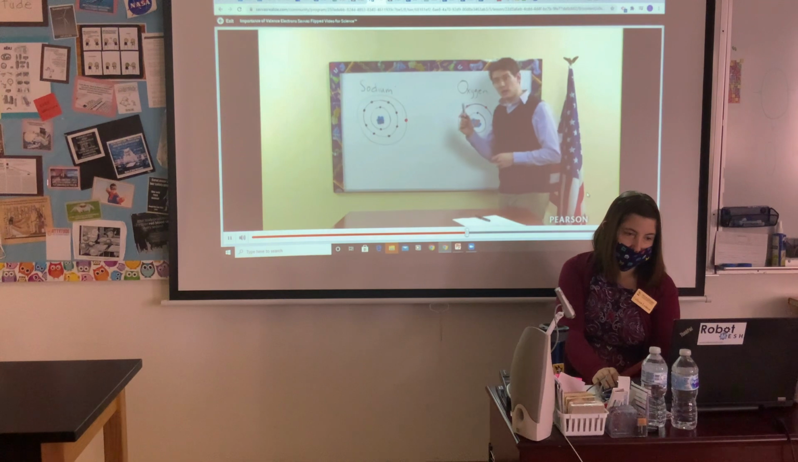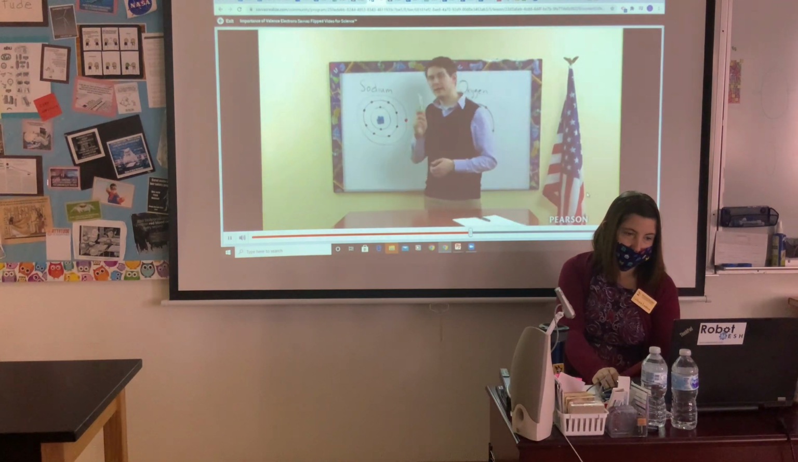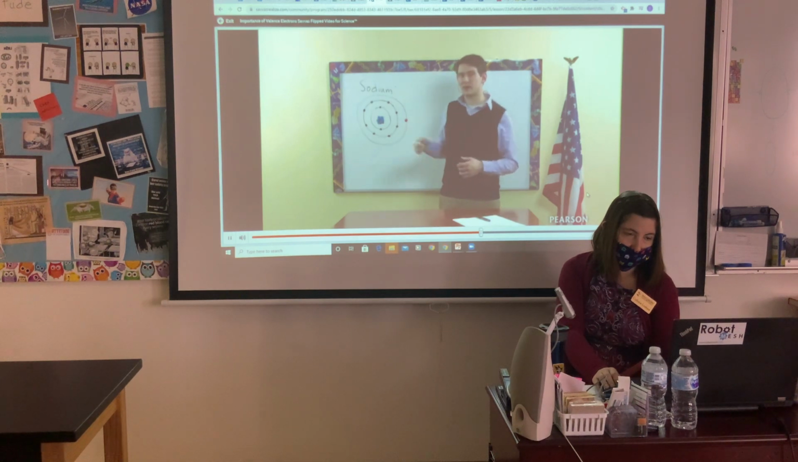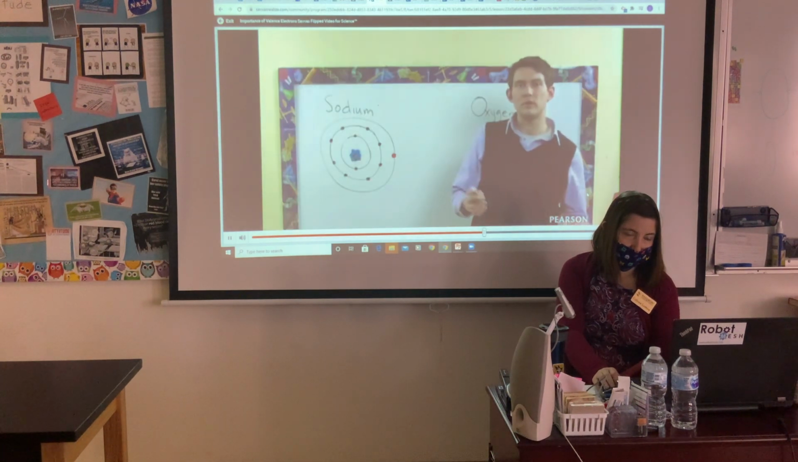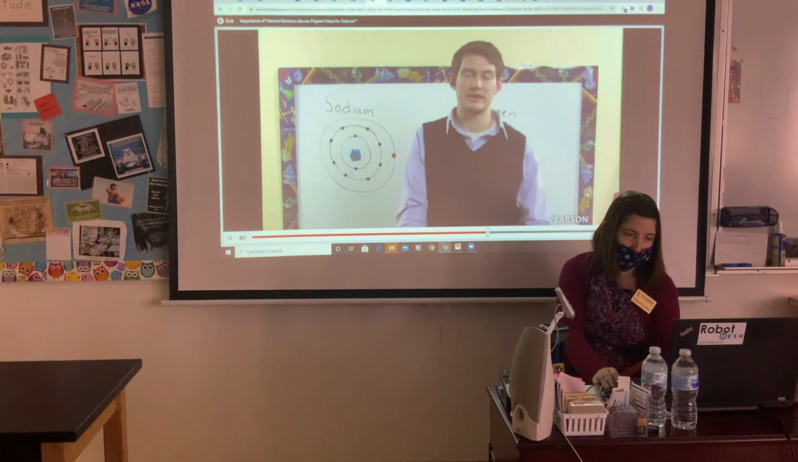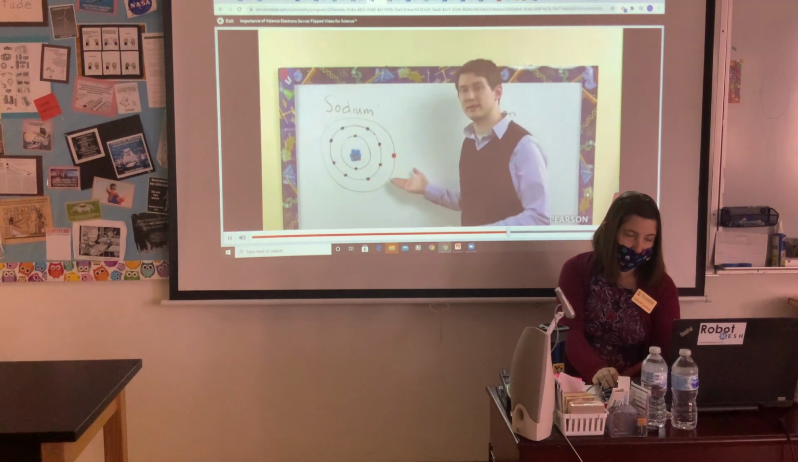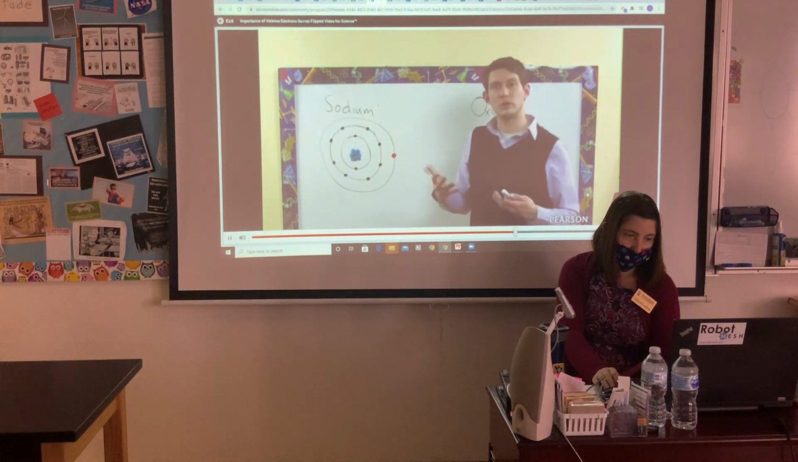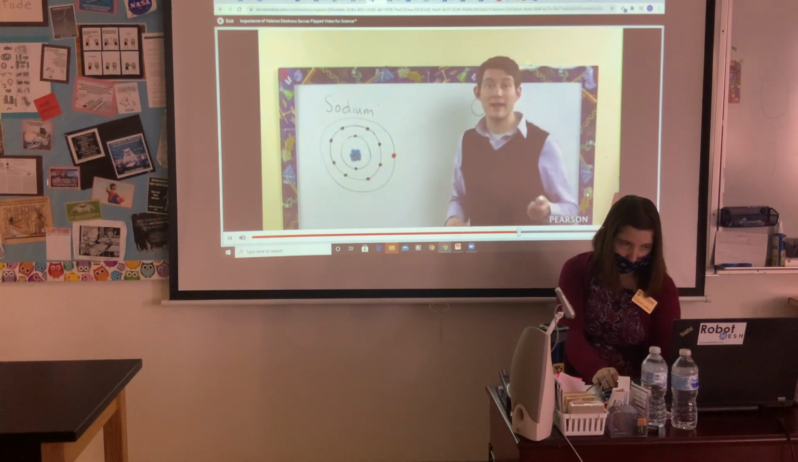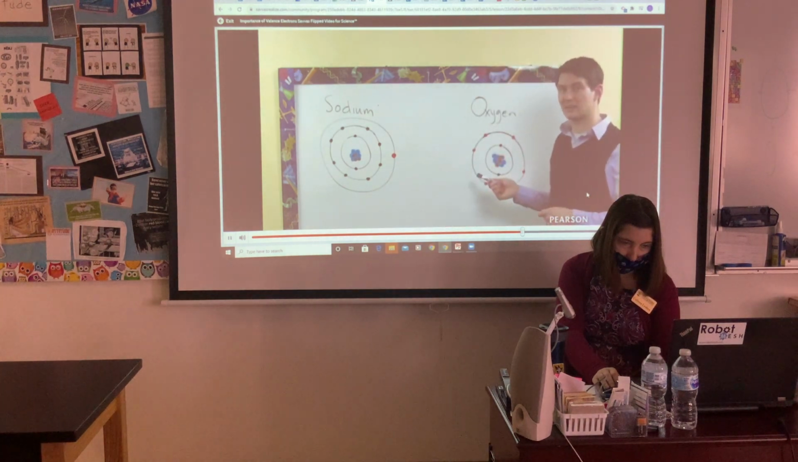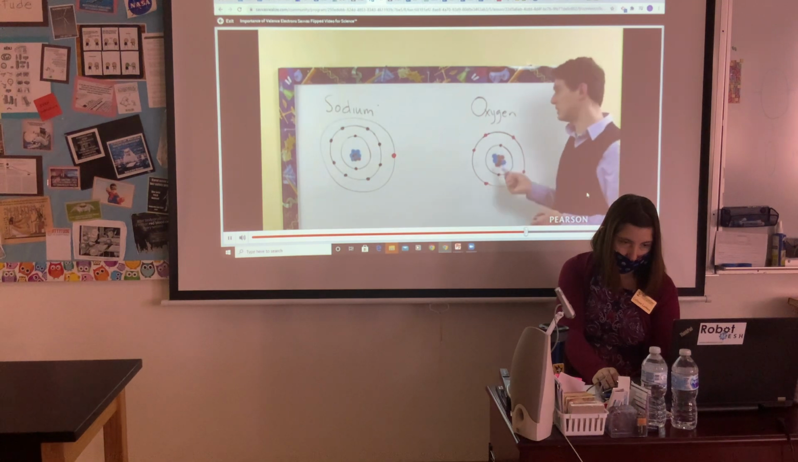So, the valence electrons are important, but it's also interesting to note that atoms with similar numbers of valence electrons have some of the same properties. If you think about brothers and sisters, and how they have some of the same characteristics as other brothers and sisters do, elements are the same way. All elements that have 1 valence electron like sodium will have similar properties to sodium. And elements that have 6 valence electrons like oxygen will have similar properties to oxygen.